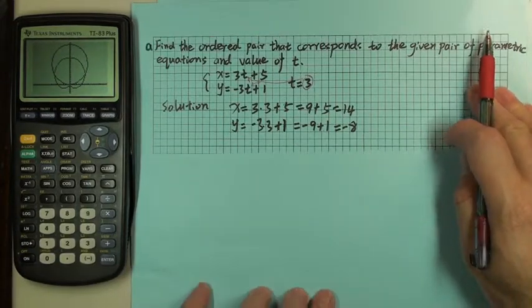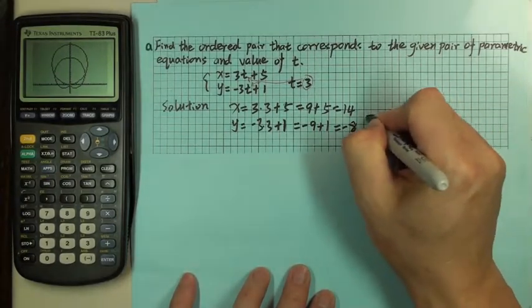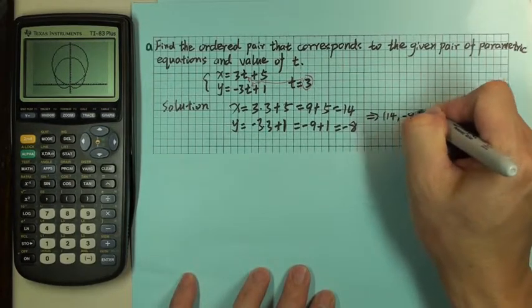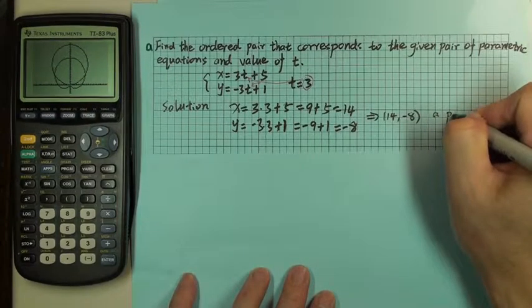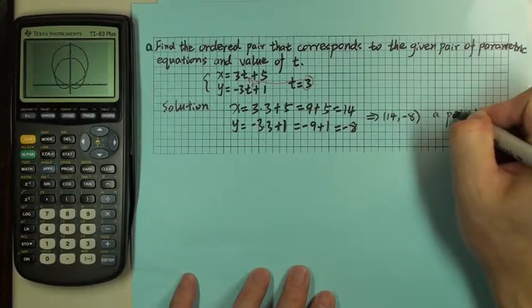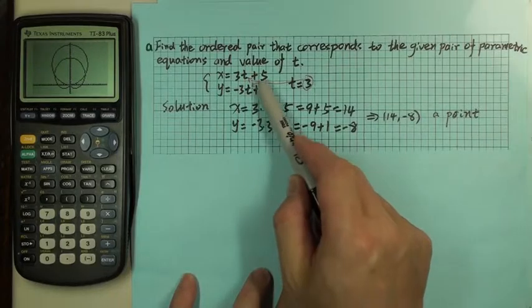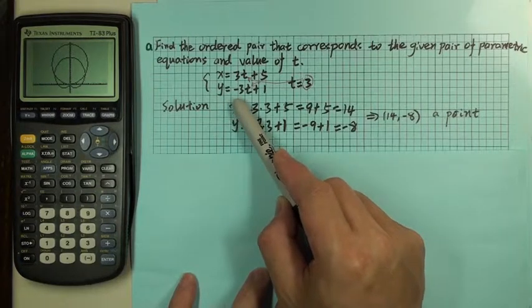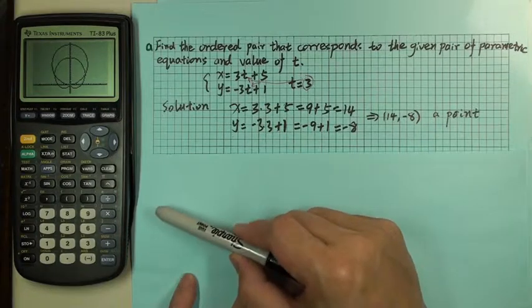So in this case, then you will have a what? You will have from here 14, negative 8. That is a point. A point of what? This actually is a line. x equals 3t plus 5, and y equals negative 3t plus 1 is actually a line.